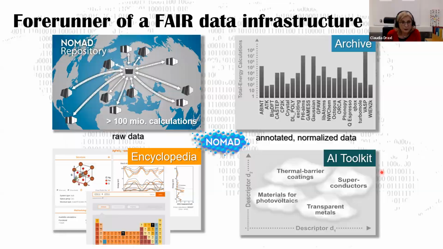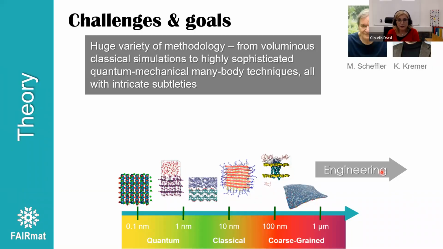So, this brings me to the third part, so to say, also theory. We have just seen that the NOMAD laboratory already has a collection of data. It's a forerunner to this, but of course we cannot stop here in terms of theory, because there's a huge variety of other methods. These are, for instance, classical simulations that come with a lot of volume, because of all these trajectories of molecular dynamics, if you think about it. And there are also very highly sophisticated quantum mechanical many-body techniques to describe excited states.